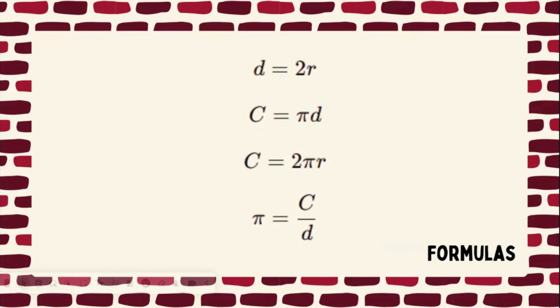So here we go over all the formulas. We have the diameter is 2 times the radius. The circumference is pi times the diameter. The circumference is 2 times pi times the radius. And pi equals the circumference by the diameter. Once again, we reviewed all these. If you want to go back and learn these more, then go back in the video.